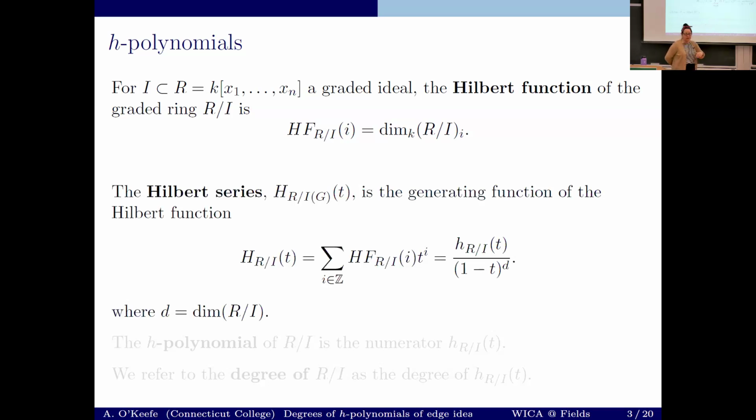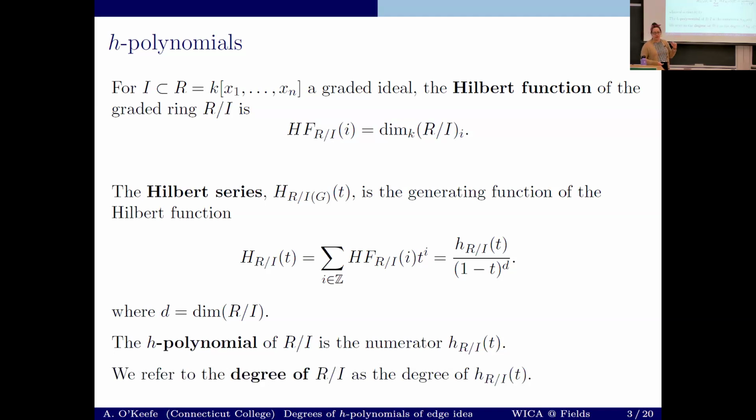Then the Hilbert series is just the generating function of the Hilbert function. Here you can write it in this reduced form, where you get a polynomial in the numerator, and down here you have 1 minus t to the d, where d is the Krull dimension of the quotient ring. That numerator is what we're going to call the h-polynomial. And I'm going to call the degree of R mod I the degree of this h-polynomial.